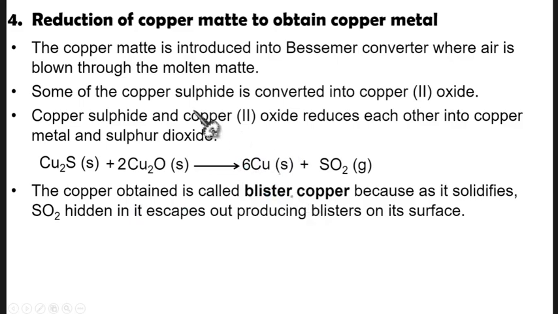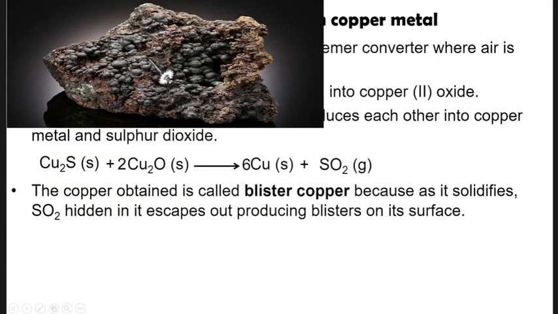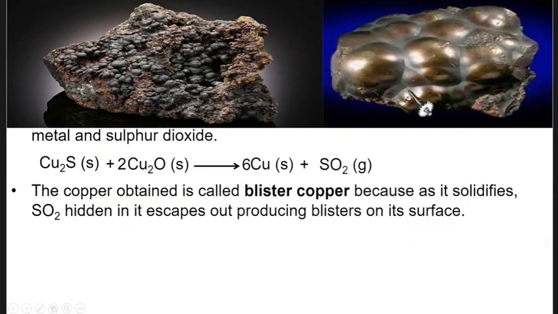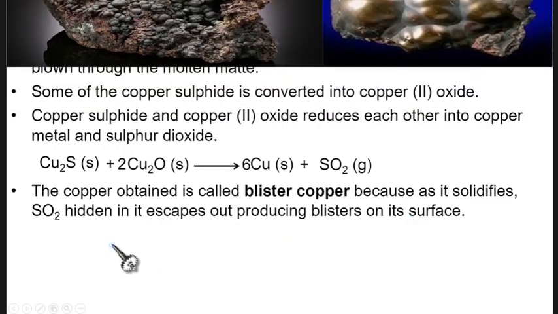Let me show you why it is called blister copper. These parts here are called blisters. That's how it appears as blister copper. The copper obtained is called blister copper because as it solidifies, sulfur dioxide hidden in it escapes, producing blisters on its surface. I hope you know what blisters are.